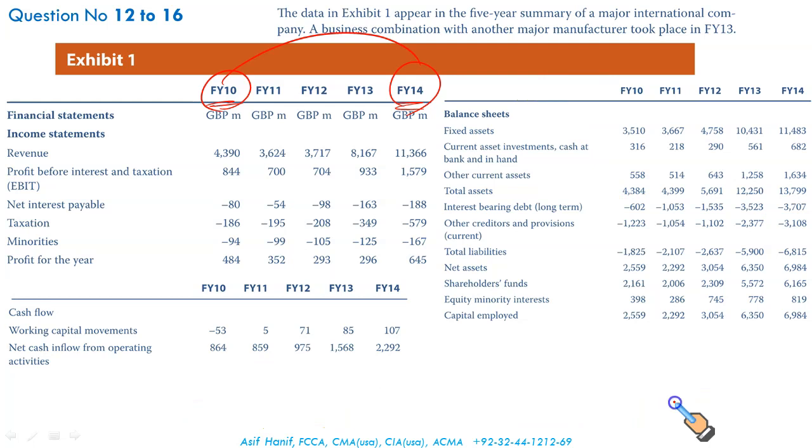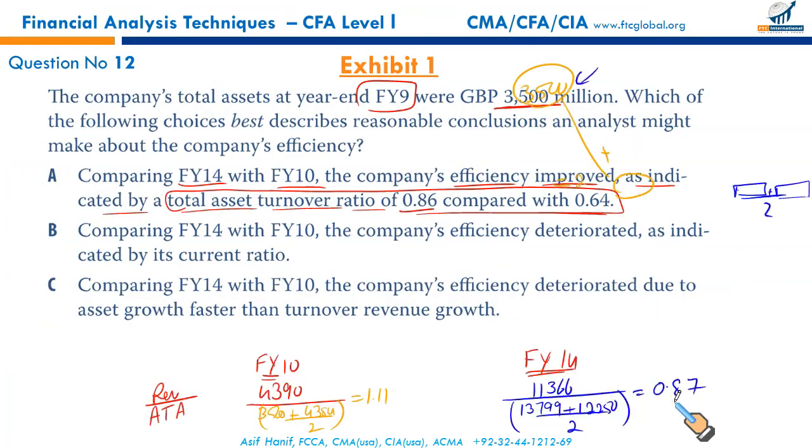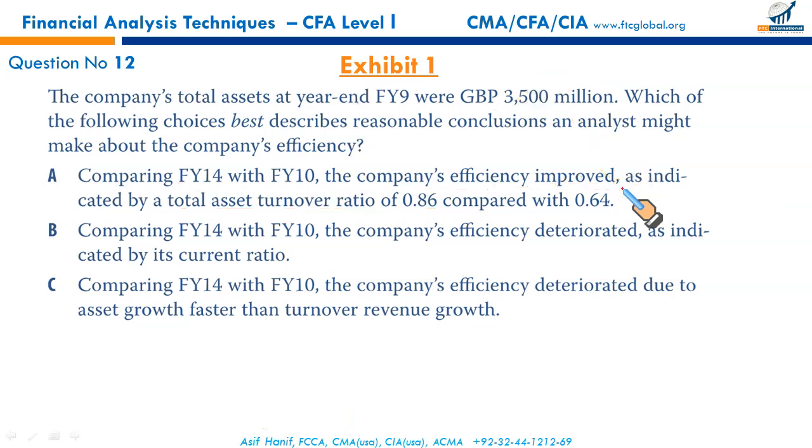Let's see what the option says. Option says, comparing these, it shows efficiency has improved. No, efficiency has not improved. Rather, it has deteriorated. It's a wrong option. Let us see option B. Comparing FY14 with FY10, the company's efficiency deteriorated as indicated by current ratio. We don't even need to look at this option. Why? Because efficiency is not determined by current ratio. Current ratio is used for measuring liquidity. Totally incorrect. Then it has to be C then.